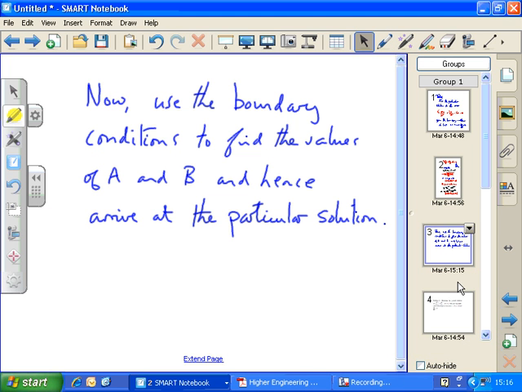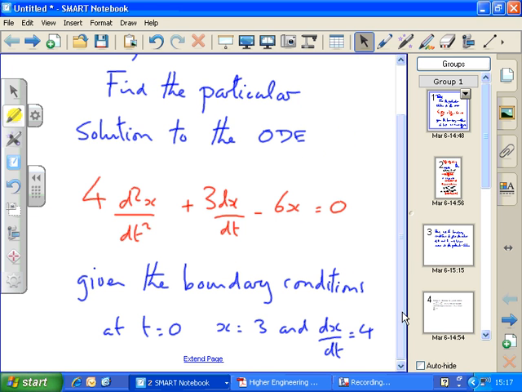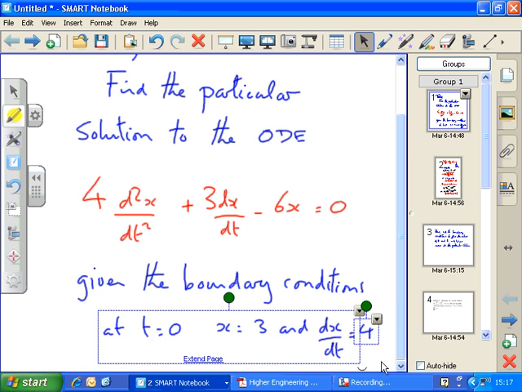So what are these initial conditions? Let's go back to the original question. At t equals 0, x equals 3, and dx by dt equals 0.